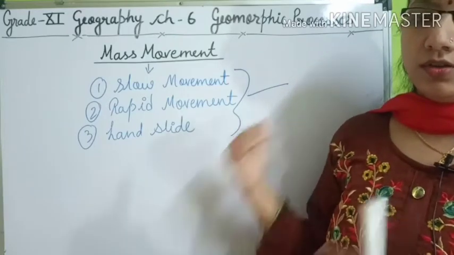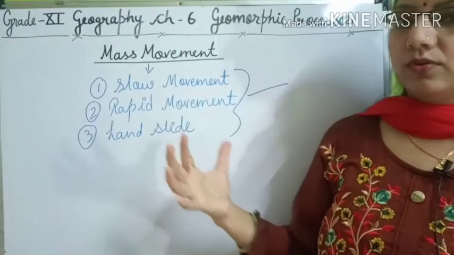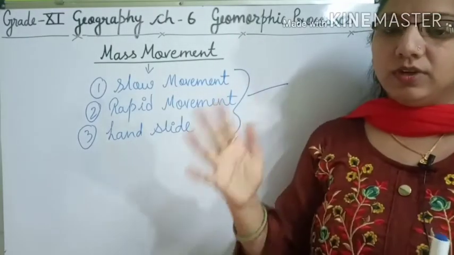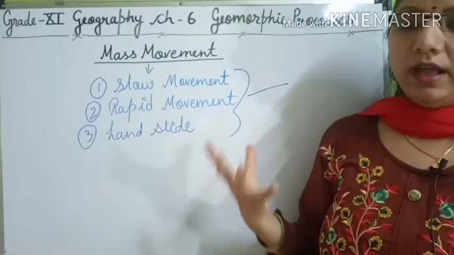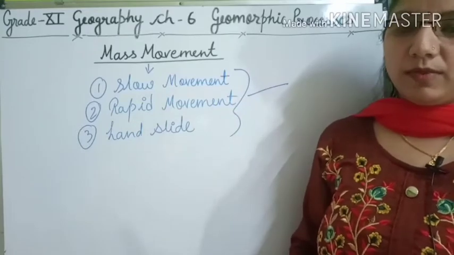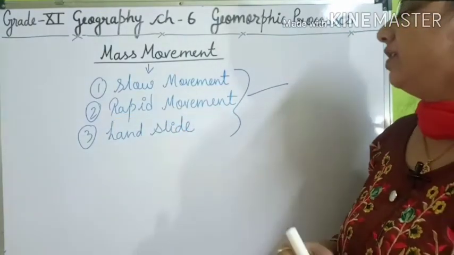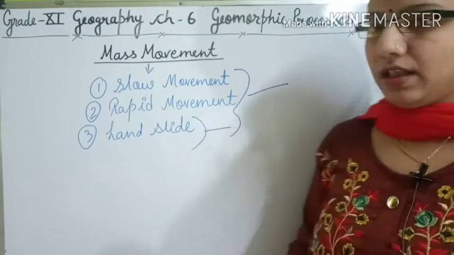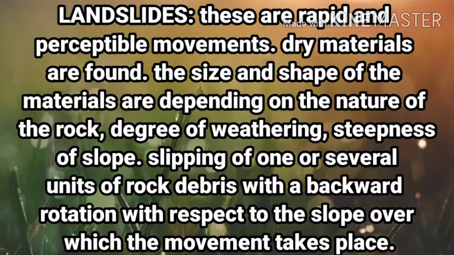So students, slow movement is considered as creep, which you can see here in this picture. The slow movement is known as creep. And rapid movement involves loose soil and heavy rain. You can include the humid climate and many other things in rapid movement. Our main topic of mass movement is landslide. So let's see what landslide is. So students, what is landslide?